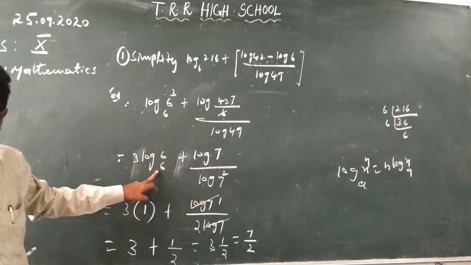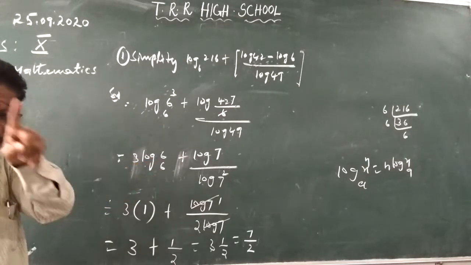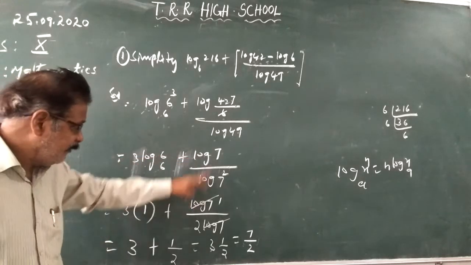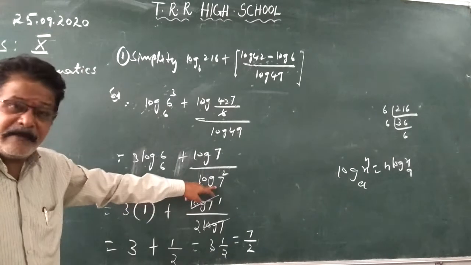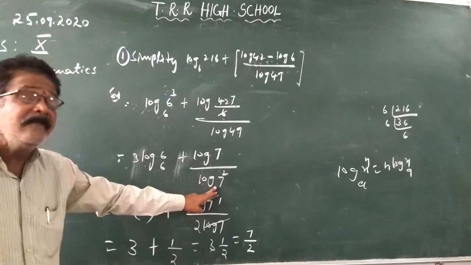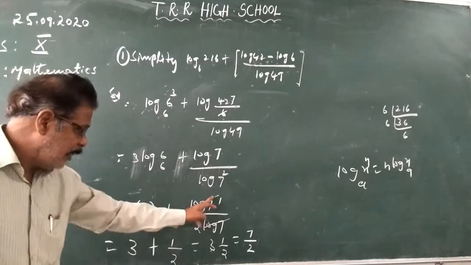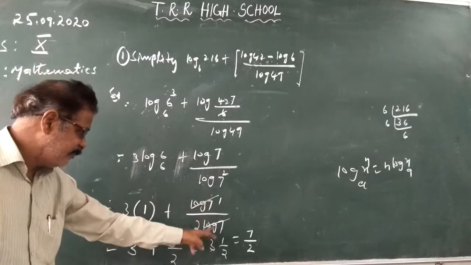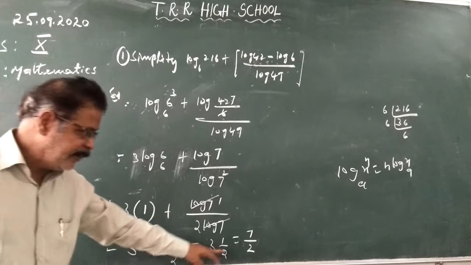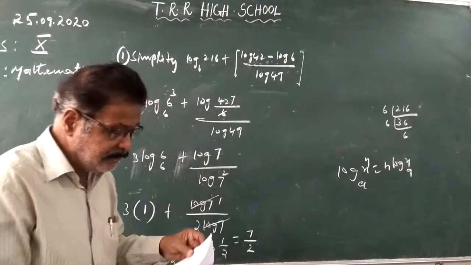Log a base a is 1. The logarithm of a number to the same base will always be 1. Log 6 base 6 is 1, plus log 7 by log 7 square. Log x power n, the power of the logarithm is written as a quotient: 2 log 7. Log 7 cancels. 1 by 2. Replace: 3 and half. 3 and half means 2 3s are 6, 6 plus 1 is 7, so 7 by 2. Like this you can solve this.